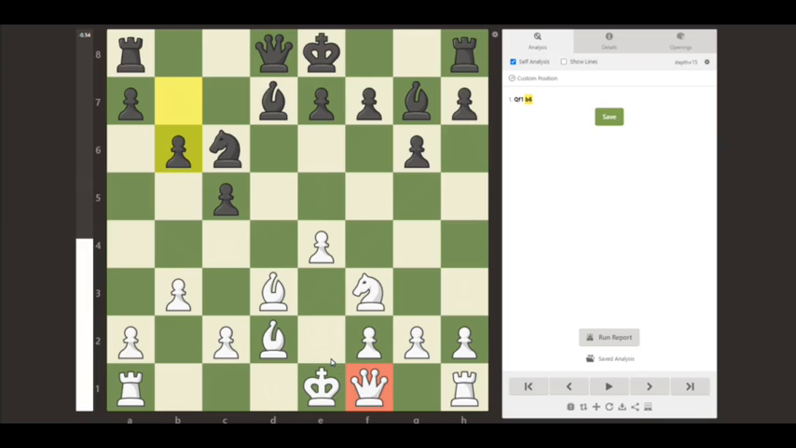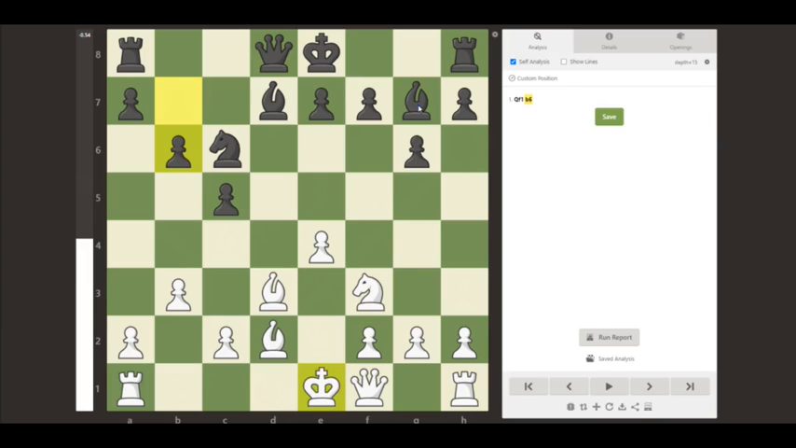White can castle queenside because no rules are broken. White isn't currently in check. White isn't moving through check. White's king and rook haven't moved yet. And there are no pieces blocking white's path for castling queenside.